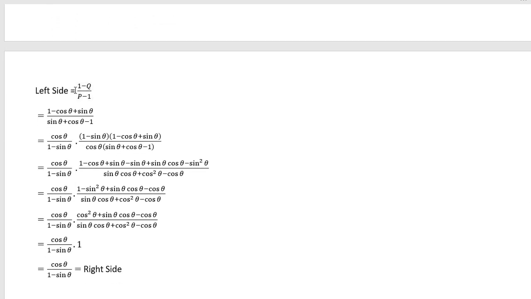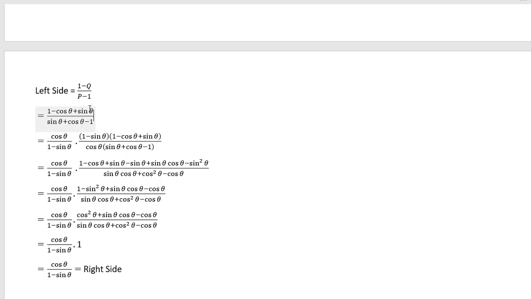In the left side we have 1 minus q divided by p minus q. So put the value of q and the value of p, and you will get 1 minus cos theta plus sin theta, because q is equal to cos theta minus sin theta, and it has a minus sign before q. So the sign will be converted into the opposite sign, that is 1 minus cos theta and plus sin theta here, and p is equal to sin theta plus cos theta minus 1.